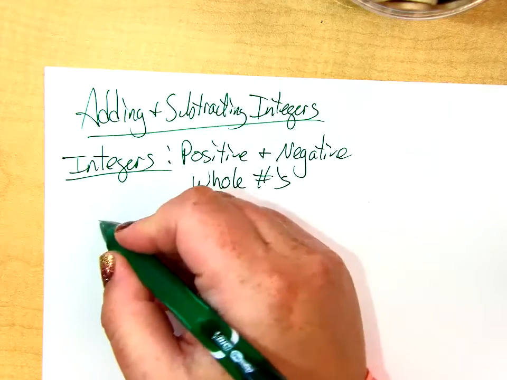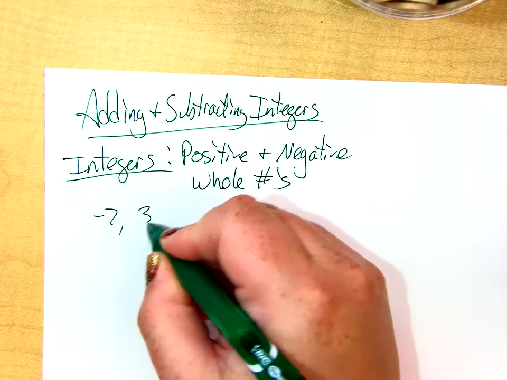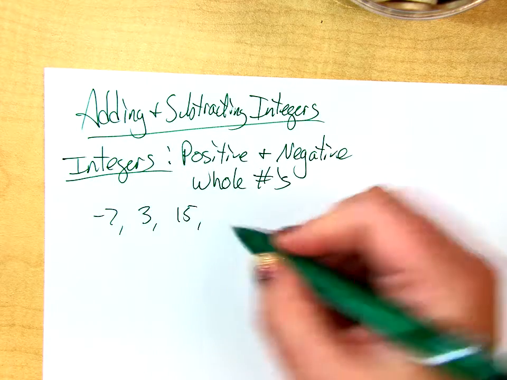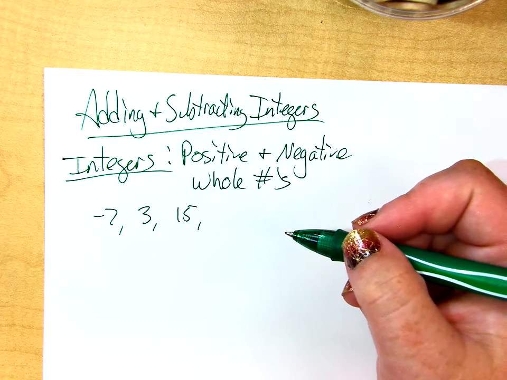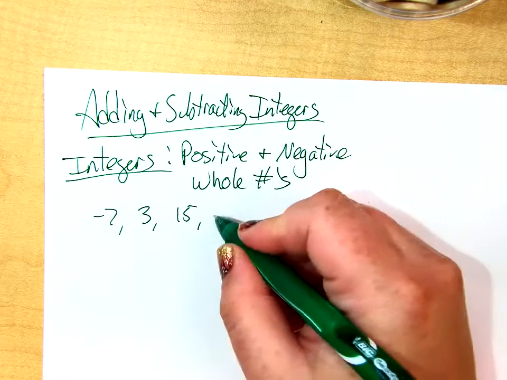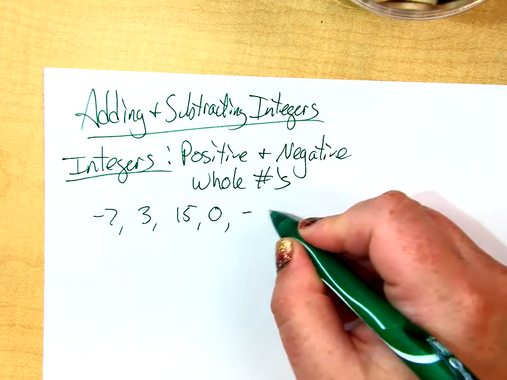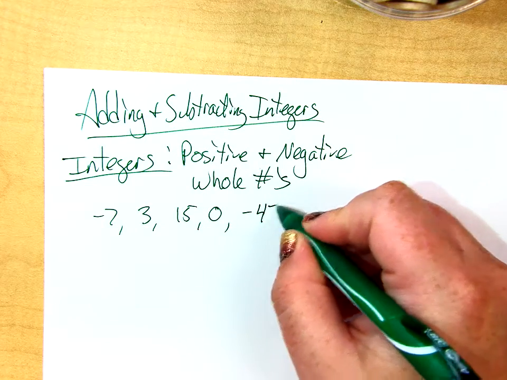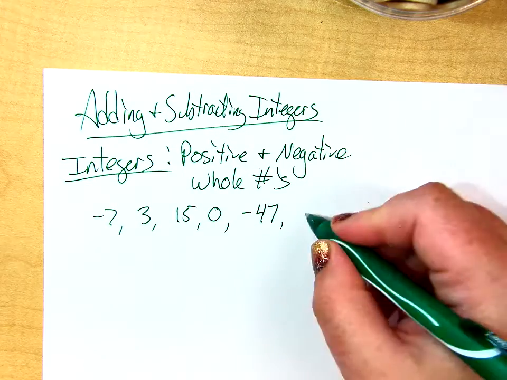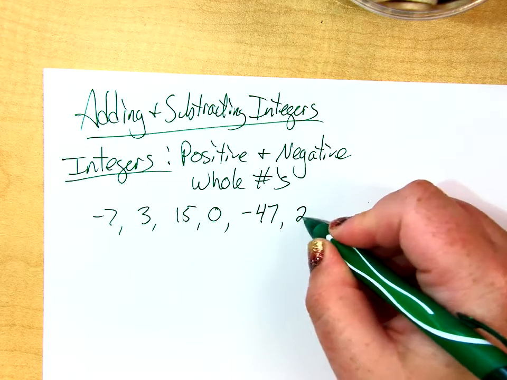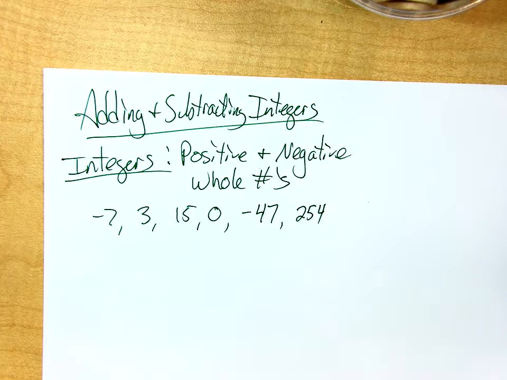Okay, so some examples. We're talking -7, 3, 15. Would 0 be an integer? Yes, because it's a whole number. 0, -47, I don't know, 254. All of these numbers would be integers. Notice there's no decimals, no fractions. All right, so that's all we're doing. We're just going to be adding them together today, okay?